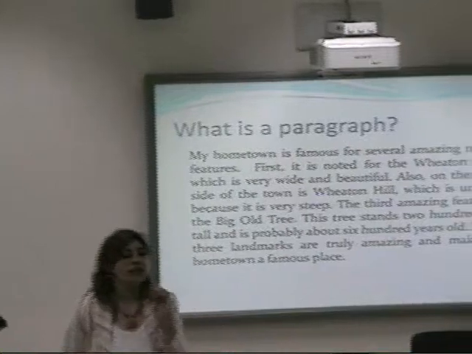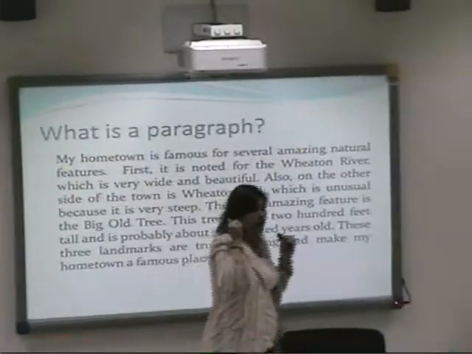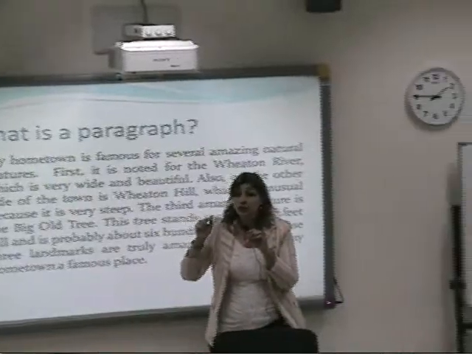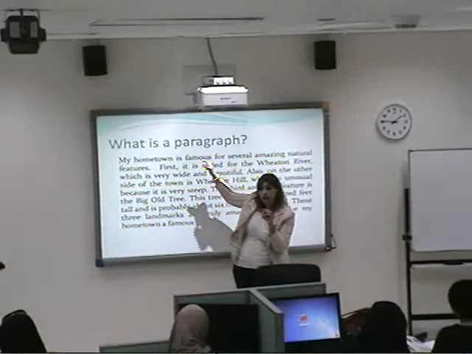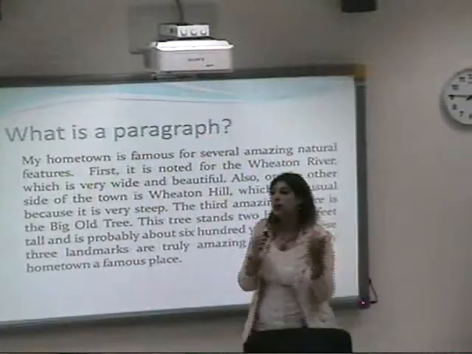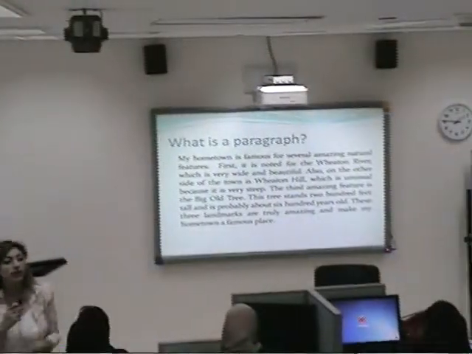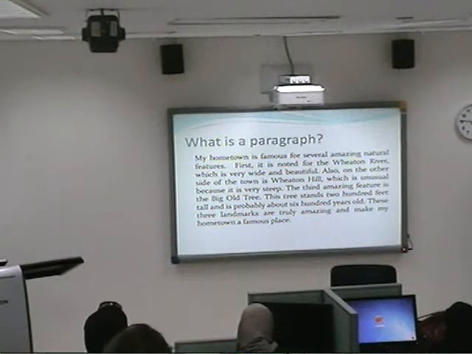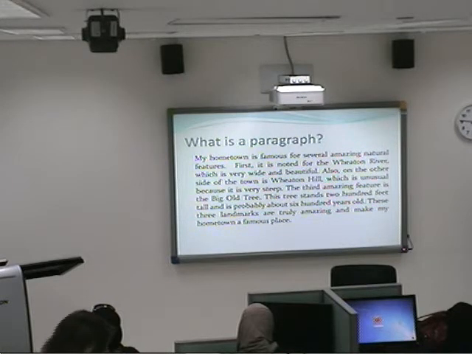Excellent. Now, the main idea here, we understand from this sentence that the writer is going to discuss natural features that cause his hometown to be famous. So, who's going to tell me where is the first detail? The first detail discussed by the writer, talking about the natural features and the kind of them. The river. So this is the first one.